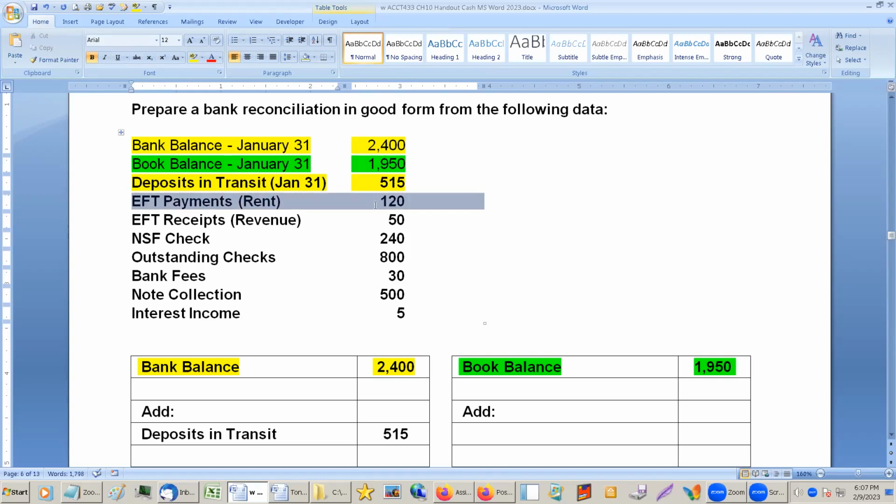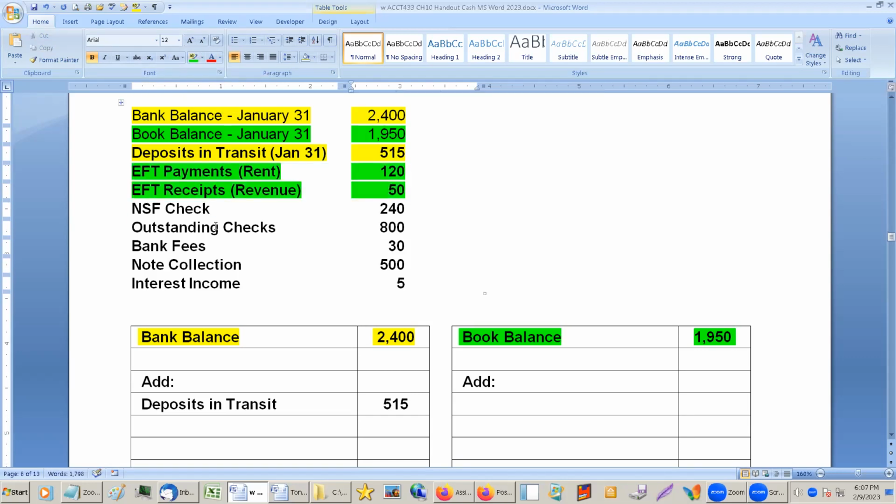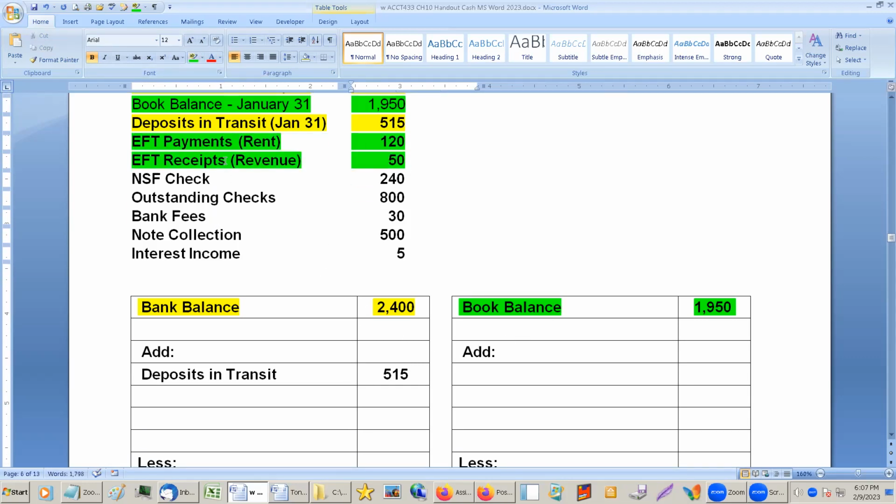Okay, electronic fund payments and receipts. Now, these are done electronically from your account. There are no checks for this. You're not writing a check. It's automatically taken out of your account or put into your account. So when are we going to find out about those? They'll have to be adjusted on the book side. Yeah, probably on the bank statement, right? They're going to say which ones came and which ones didn't. And even if you're expecting it, it doesn't necessarily mean it happened. So we would have to adjust the book side.